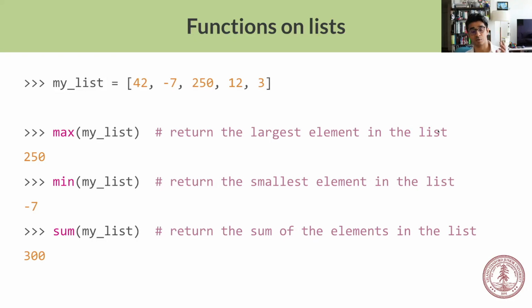There's a few other helpful functions that you might find useful in the future. There's a function called max, into which you can pass a list and you get back the largest number of the list, 250. There's a function called min, into which you can pass a list and get back -7. That's the smallest element on the list. And finally, there's a function called sum, into which you pass a list and get back the sum of all of the elements in that list. So just adding all these together.